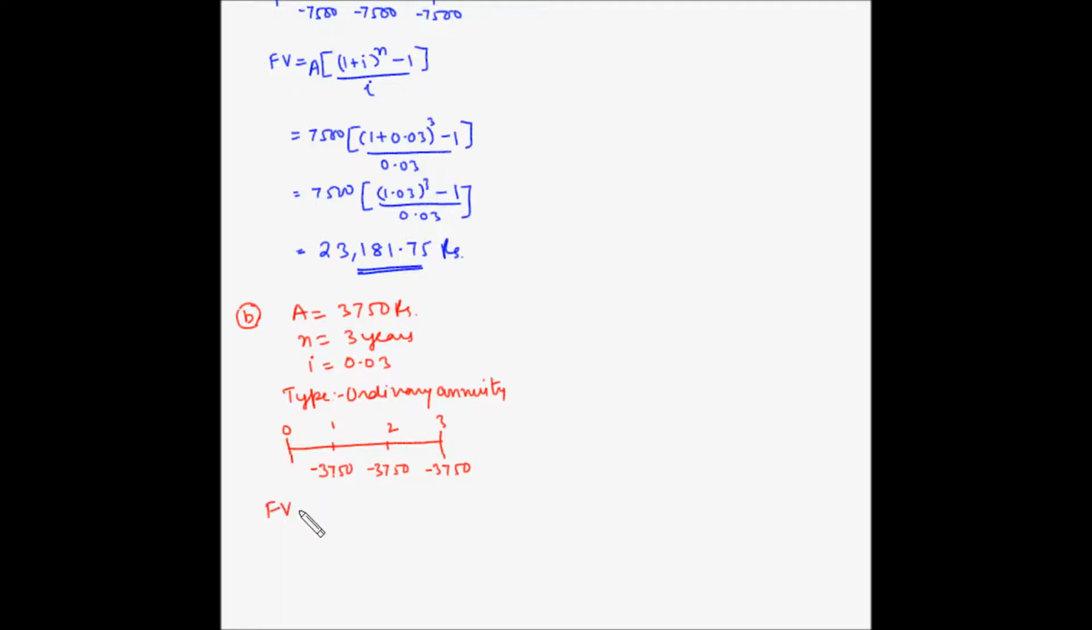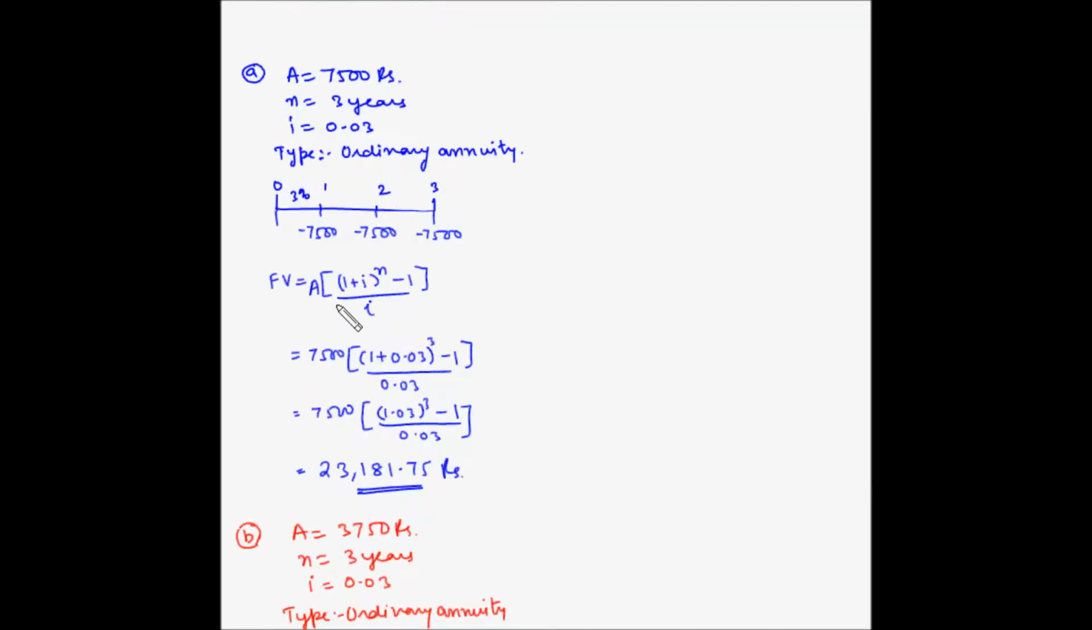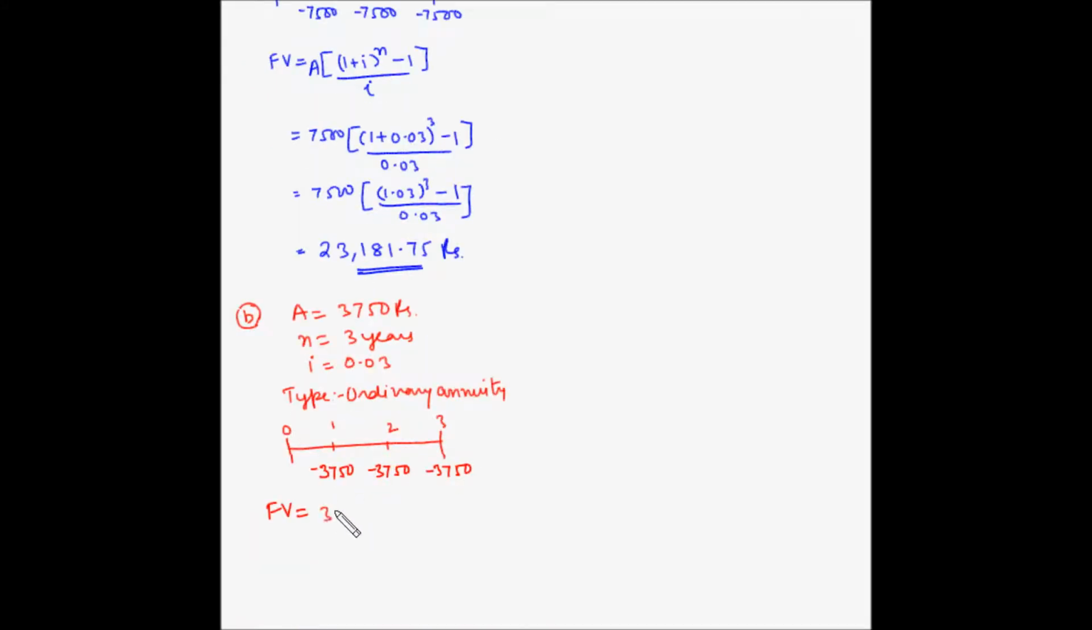So now the future value will use the same formula. So let's plug in the values in this formula. So A is 3,750. Now here the minus sign is simply indicating that this is an outflow from your pocket, but the negative sign is not to be used in the formula. 1 plus 0.03 cube minus 1 divided by 0.03.